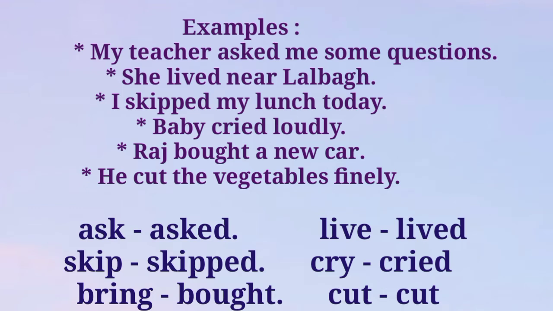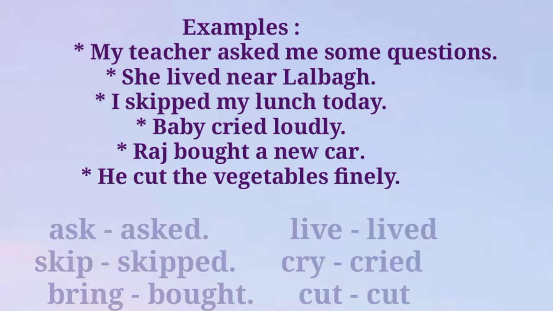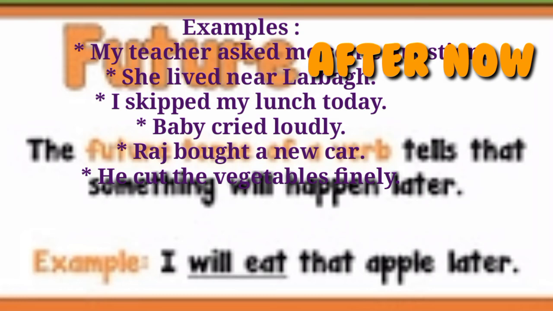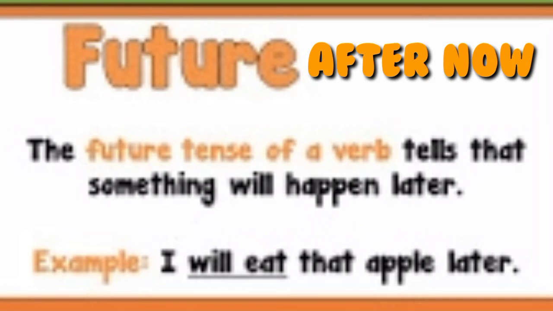Now we will move to the next tense, that is future tense. Future tense means after now, the time which is yet to come. The future tense of a verb tells that something will happen later. A simple future tense is used to tell us about the action that will happen in the future time. See the example. I will eat that apple later. That means this action will be performed by the subject afterwards.